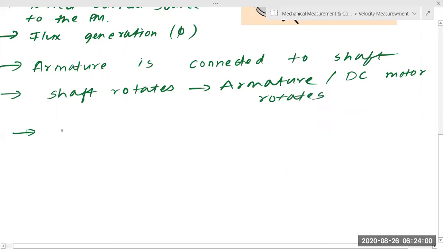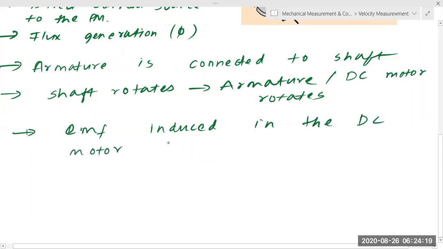Now when this DC motor will rotate, what will happen? You can say there will be some EMF induced in the DC motor. Why is there EMF induced in the DC motor? Because DC motor is also nothing but an armature only, or a winding. So there will be some EMF induced in the DC motor.